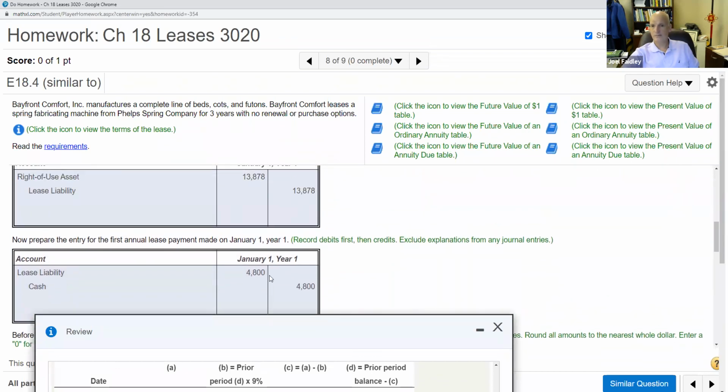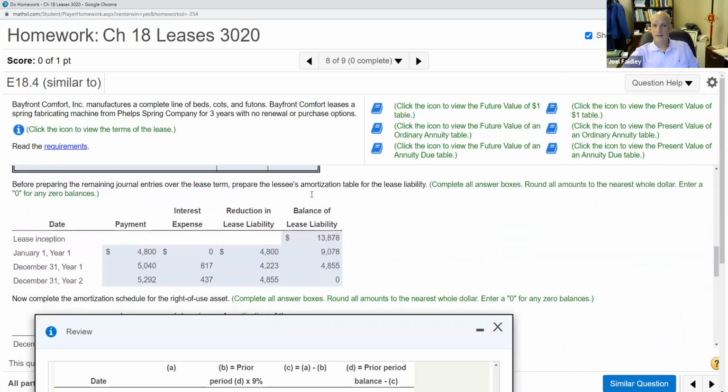There's the first payment. $4,800 is paying down that liability right off the bat, the first of 3 payments. Then we have this chart to fill out here. A little confusing, but what they want you to do is show the 13,878 and what the interest expense would be for each payment. Well, there is no interest for the first one, because you're paying at the same time that you signed the lease, same day. You've got to make a $4,800 payment.